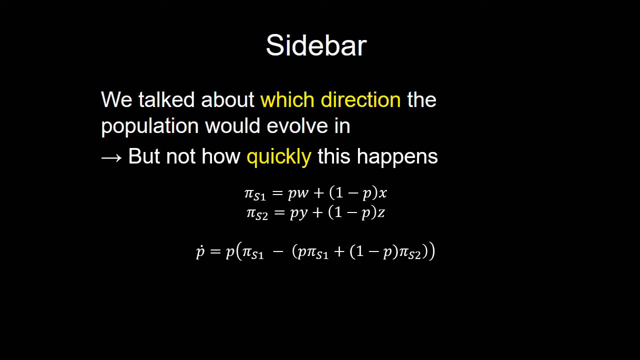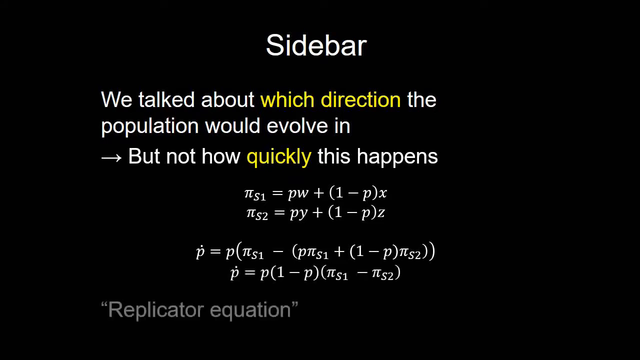And in this particular case of only 2 strategies, you can refactor this to look like that, which is saying that you have this p times 1 minus p. It's sort of like a classic growth thing that keeps it bounded on the interval 0 to 1. But the key point here is that the rate of change is going to be a function of the difference in the magnitude between the 2 payoffs.